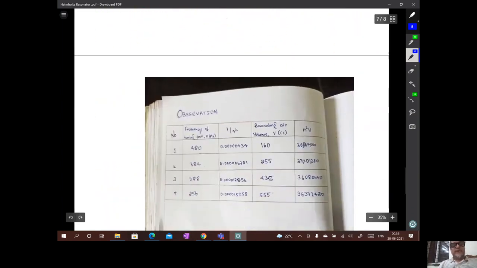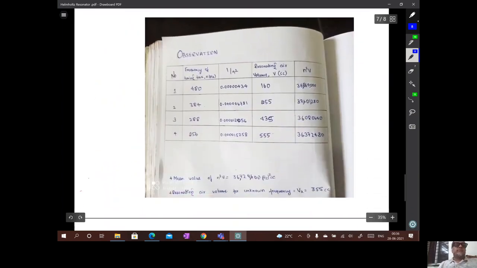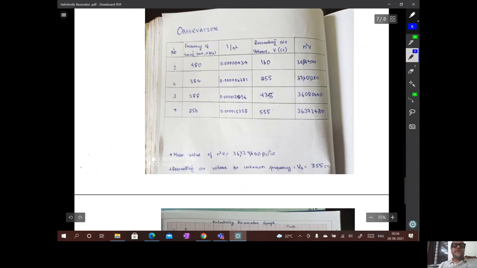So typically a tabular column of your experiment looks like this. I told you there are 5 tuning forks. For 4 of them you can read off the frequency values, 1, 2, 3, 4. So you note down all the frequencies initially. The way I have written here in this tabular column, before doing the experiment, I will arrange my forks. In what way will I arrange them?